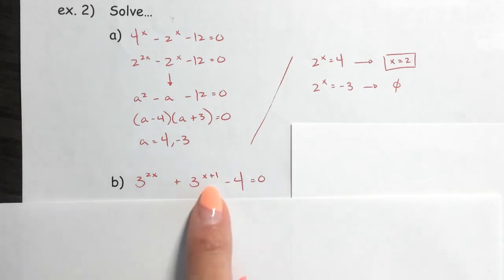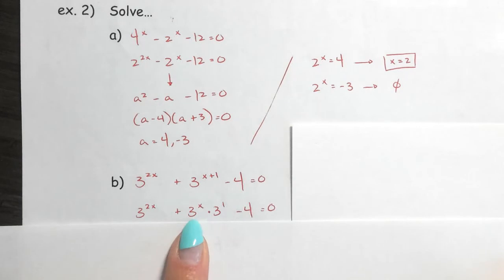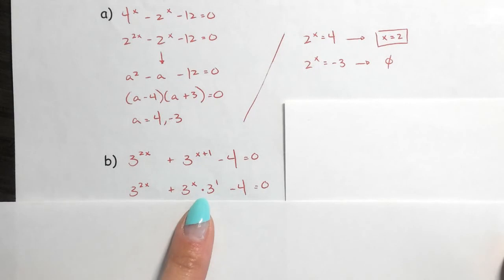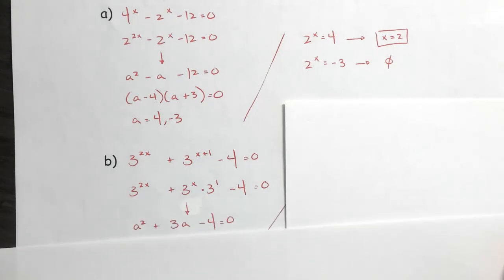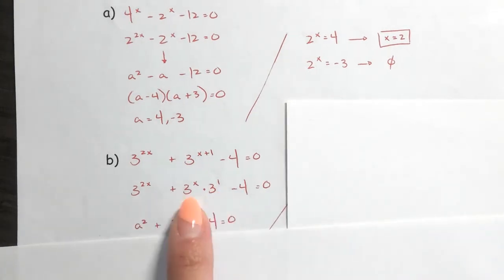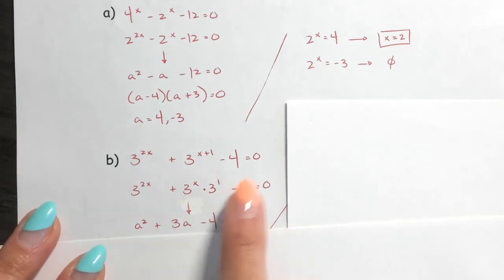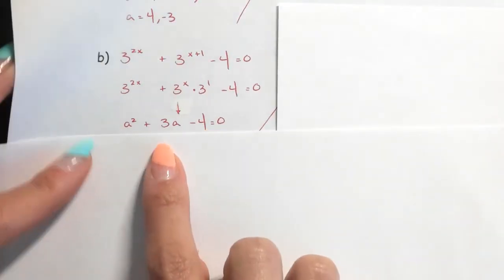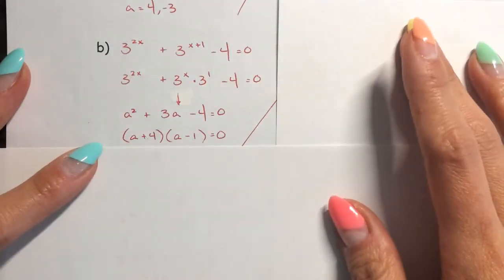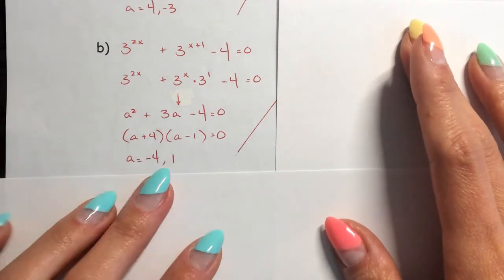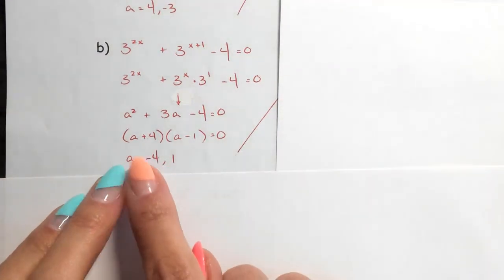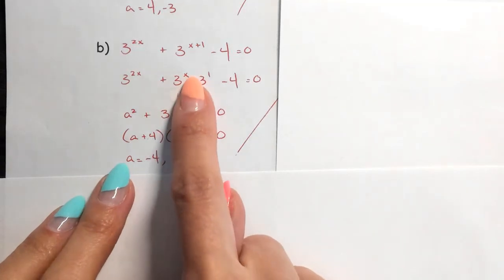Okay, what does this look like if you have the same bases but being multiplied? Wouldn't that basically be 3 to the x times 3 to the first power? Aren't these equivalent? And what's nice about this is that you can really see that now it's just 3 times something, and then this is just that something squared, and then here's my -4. Can you factor this? Absolutely you can. You can factor that in your head. You get a equals -4, a equals 1. Okay, but what does a equal? A equals 3 to the x power.